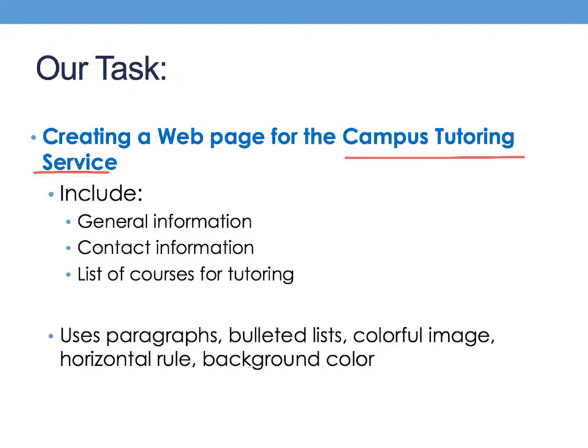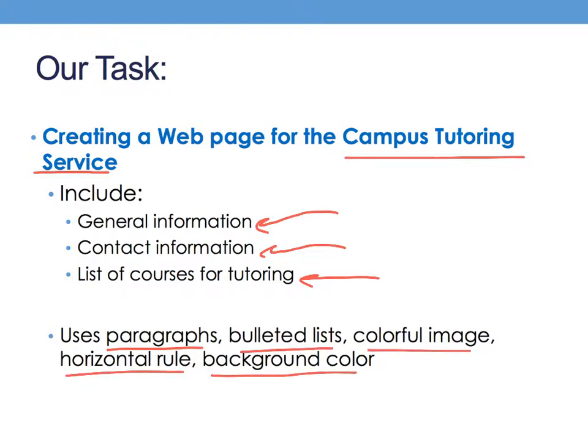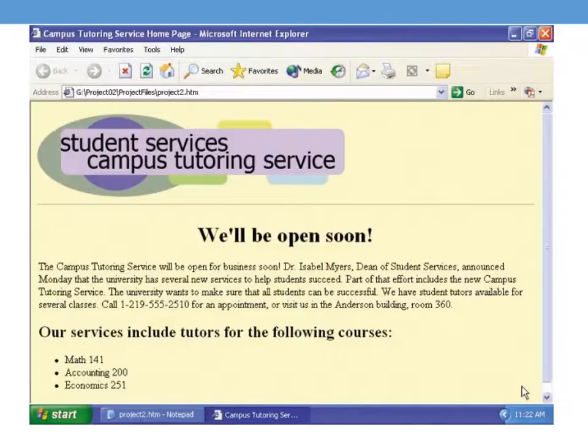On this particular website, we're going to include general information, contact information, and a list of courses that are needed for tutoring. And we're going to use paragraphs, bulleted lists, colorful images, horizontal rules, background colors, and etc. So you'll be able to use all of those elements in your HTML documents by the end of this lesson. What you see in front of you is the web page that we're going to create by the end of this entire unit. We won't make this web page in this video, but it will be something that we're building throughout the other lessons.